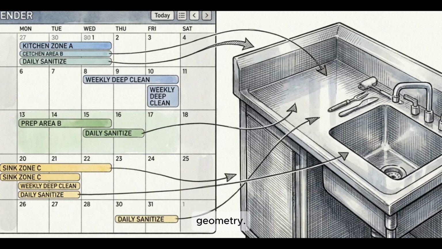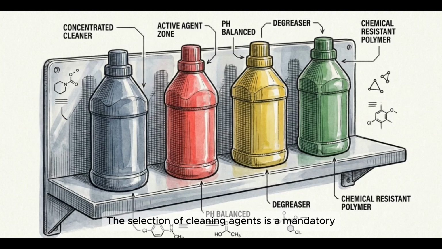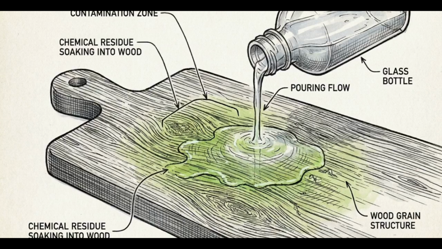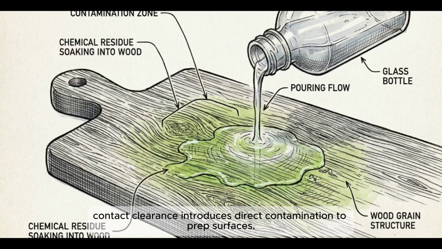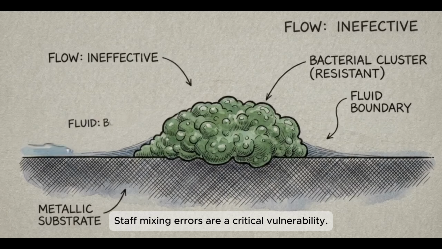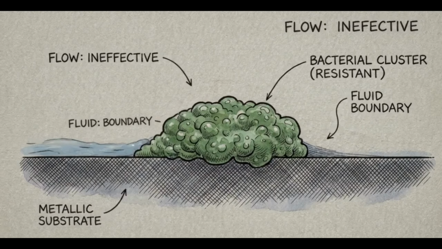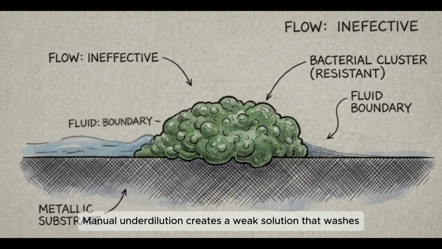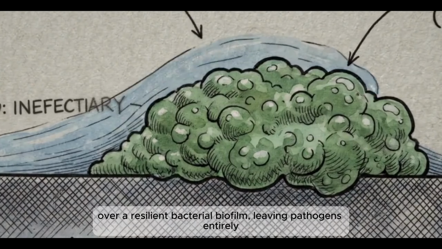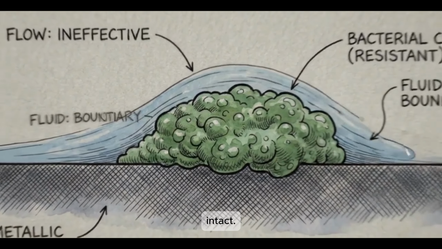The selection of cleaning agents is a mandatory hazard. Without proper TGA and FSANZ food contact clearance, a product introduces direct contamination to prep surfaces. Staff mixing errors are a critical vulnerability. Manual underdilution creates a weak solution that washes over a resilient bacterial biofilm, leaving pathogens entirely intact.